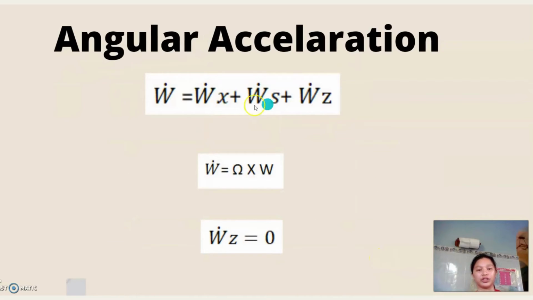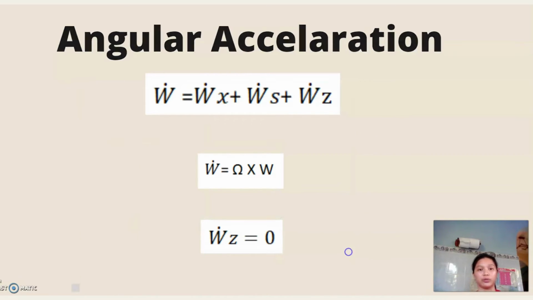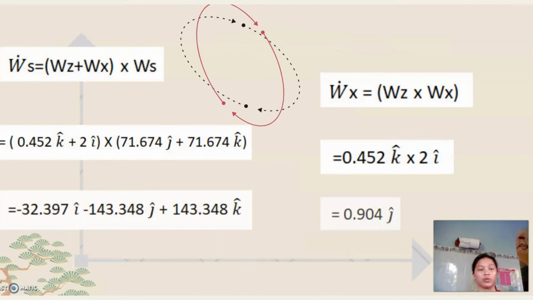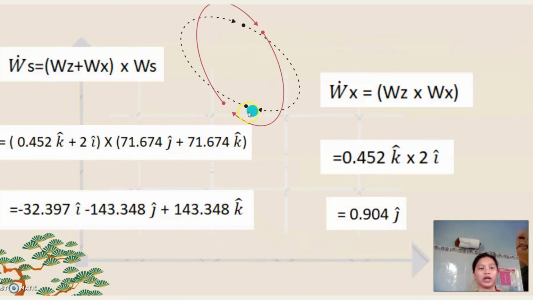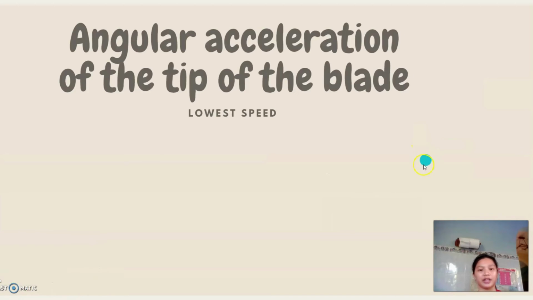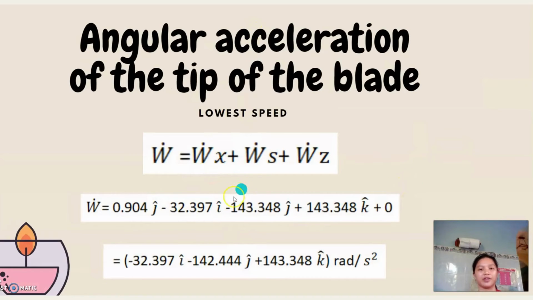For the angular acceleration, it also has its own formula. The angular acceleration for Z is equal to 0 as the fan is always consistently facing upward and does not rotate about Z. That is why it is equal to 0. After that, we calculate the angular acceleration at S of the fan blade and X of the swivel. Next, we're going to total it up, and this is the angular acceleration of the tip of the blade.